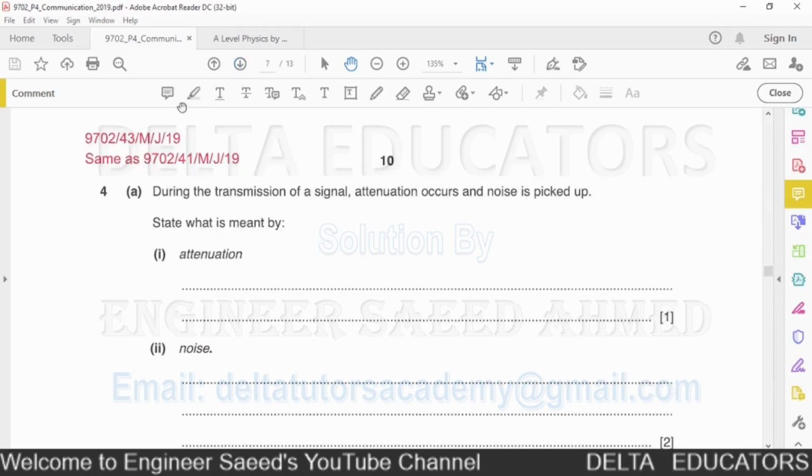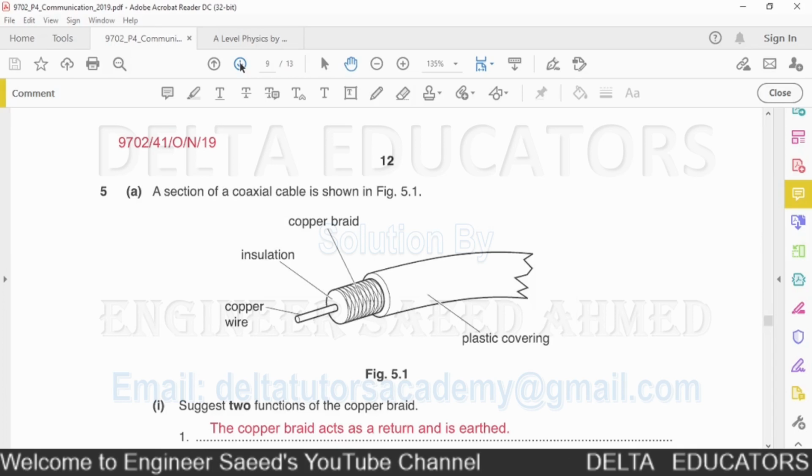Next question is from paper 4 variant 3. This question is same as in paper 4 variant 1. This question we have already solved. Now next question. Next question is from paper 4 variant 1 of October-November 19. Question number 5, part A.